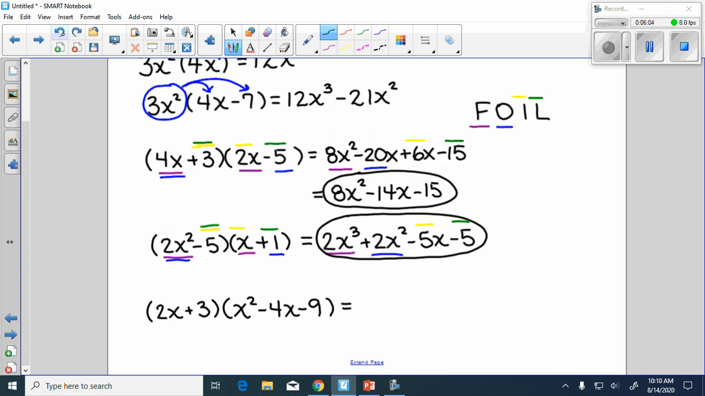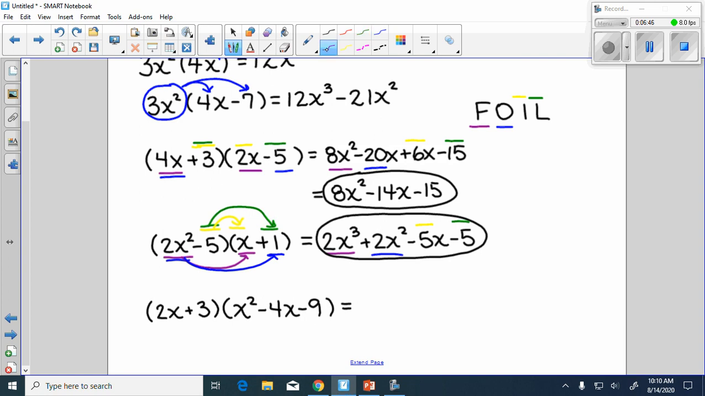So if I come back up to the 2 examples above and I understand where FOIL came from, then I'll know how to extend that to this example. Notice our first terms here, 2x squared times x, and our outside terms, 2x squared times 1. Notice that what I did there is I distributed the 2x squared to both of those pieces. Up above the 4x, I took it times the 2x and the minus 5. Then when I come back, I took the negative 5 times the x, and then I took the same negative 5 times the 1. I used the distributive property again.